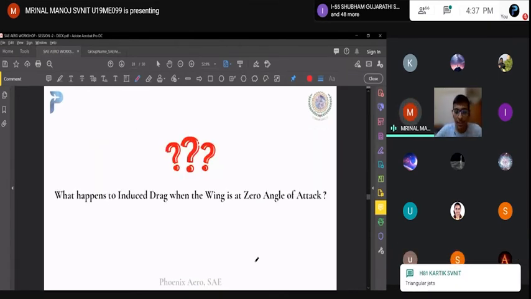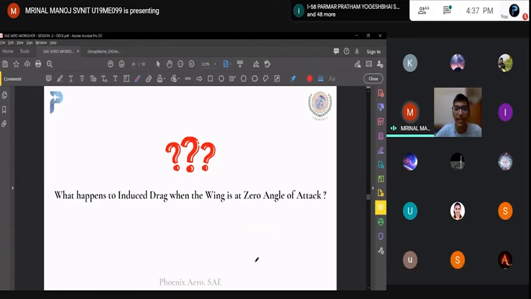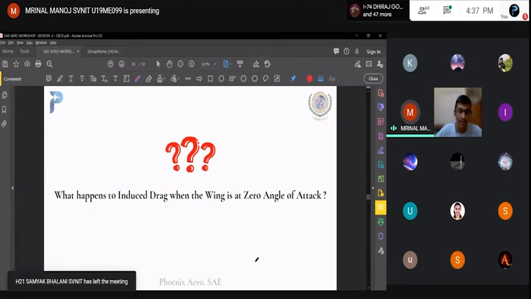Now, what happens to induced drag when the wing is at zero angle of attack? Guys, anybody? What happens to induced drag when the wing is at zero angle of attack? Any?